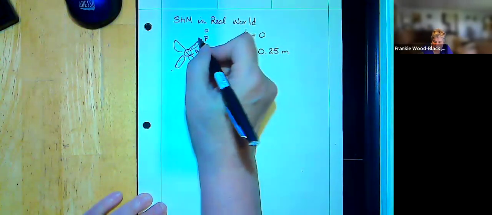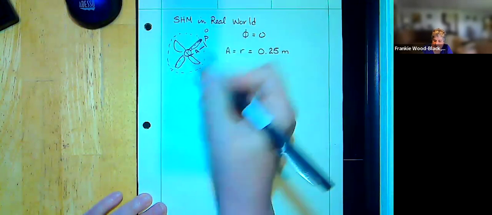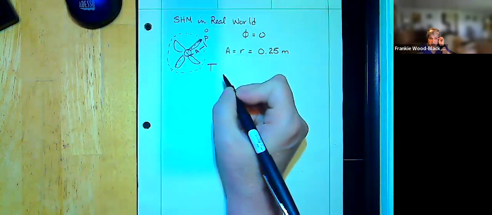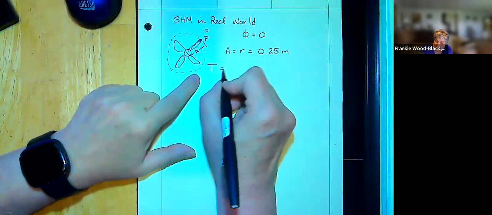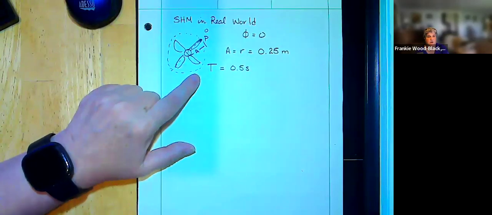And we're going to measure the time that it takes to go around. So for the period, I can measure 10 and divide by 10. I can find the period for 1. And let's say it takes 0.5 seconds for that to move around.